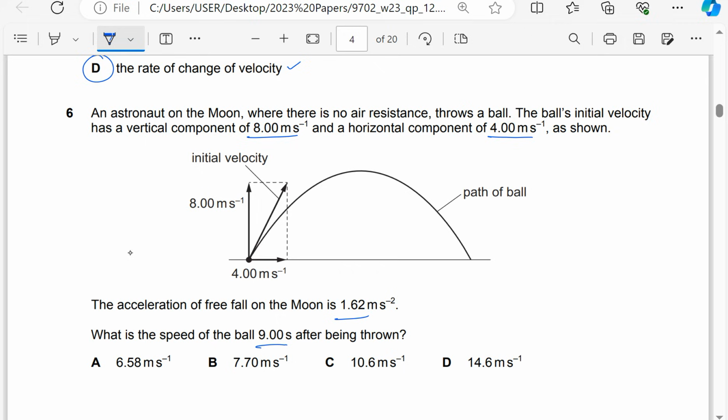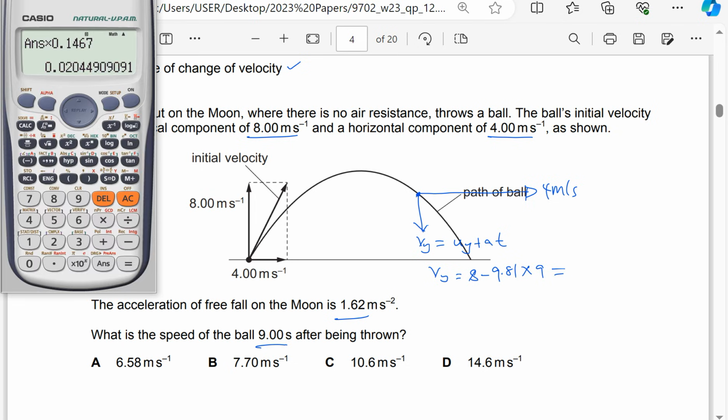Let's say after 9 seconds it is here. The velocity in the horizontal remains constant, 4 meters per second. It's only the velocity in the vertical which is going to be changing, and this will be got from v equals u plus at. So v in the vertical is going to be the initial velocity in the vertical, which is 8. Because it's moving against gravity, this will be minus g, which is 9.81. The time is 9 seconds.